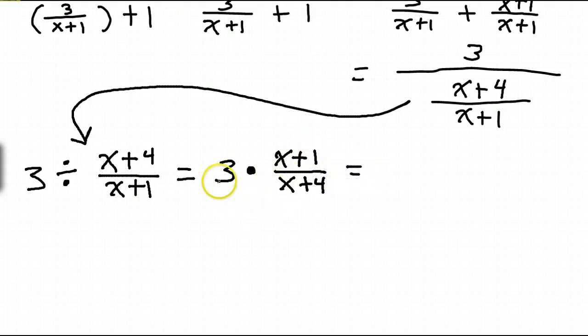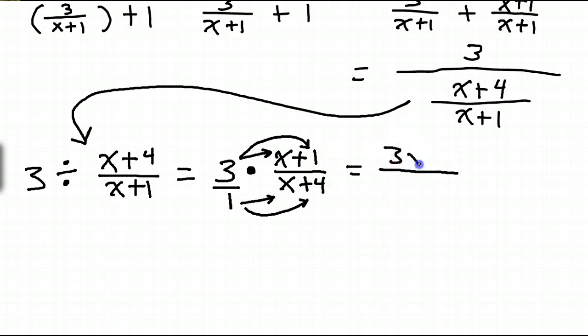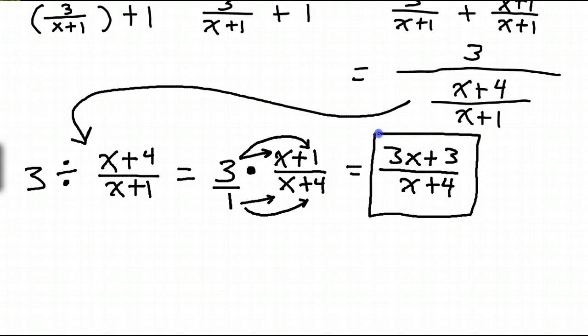Now, remember that when I multiply by 3, this 3 is just like having 3 over 1. So when you multiply, you do numerator times numerator and denominator times denominator. And we're going to wind up doing the distributive property. So that's going to give me 3x plus 3 over x plus 4. So that is the answer.